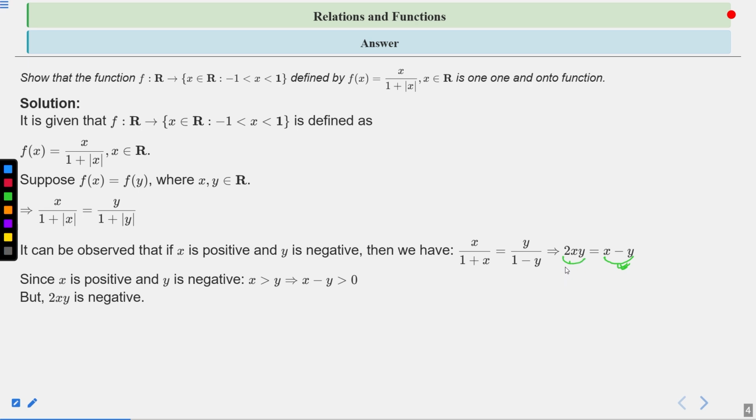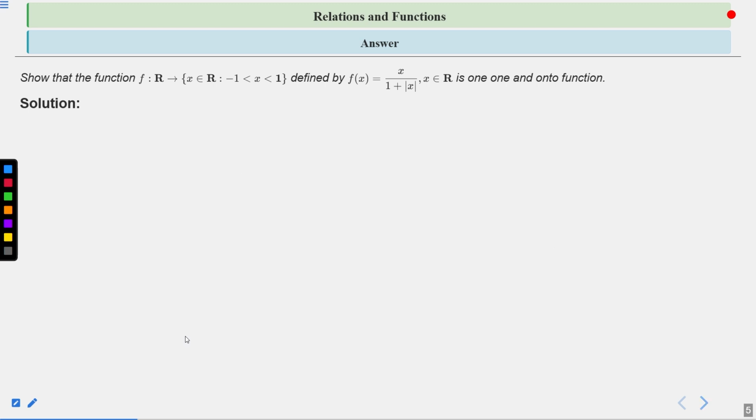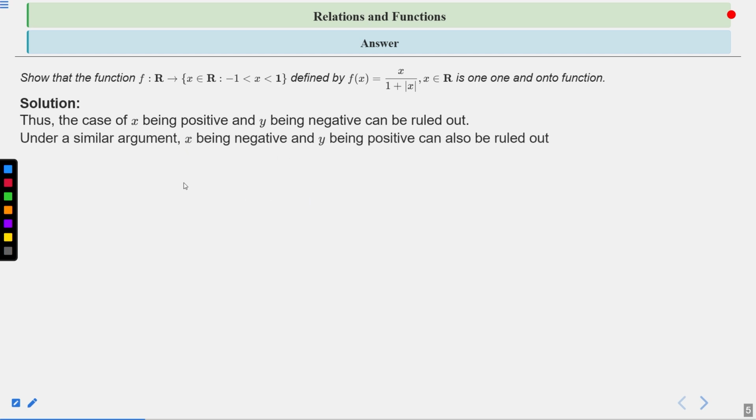A negative quantity cannot be equal to a positive quantity. Therefore, 2xy will not be equal to x minus y. Thus, the case of x being positive and y being negative can be ruled out. Got it? Now, under a similar argument, x being negative and y being positive can also be ruled out.